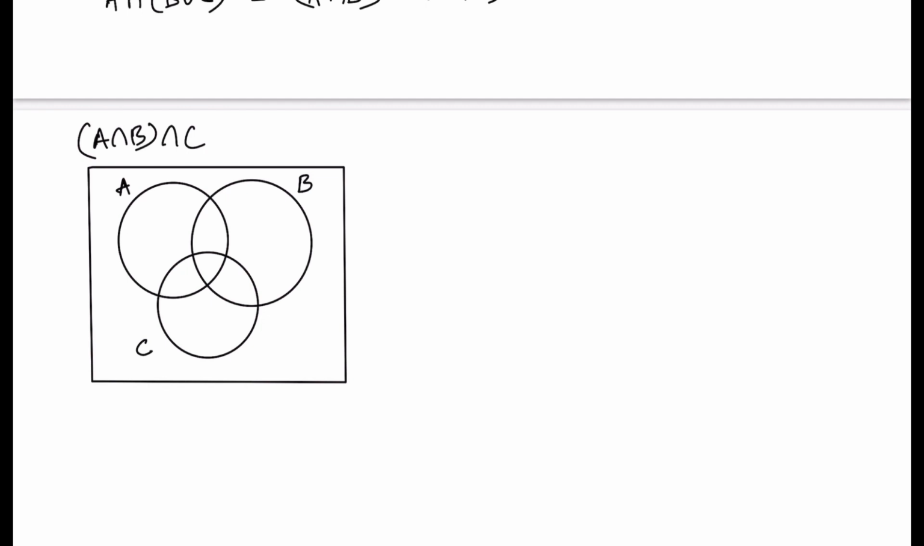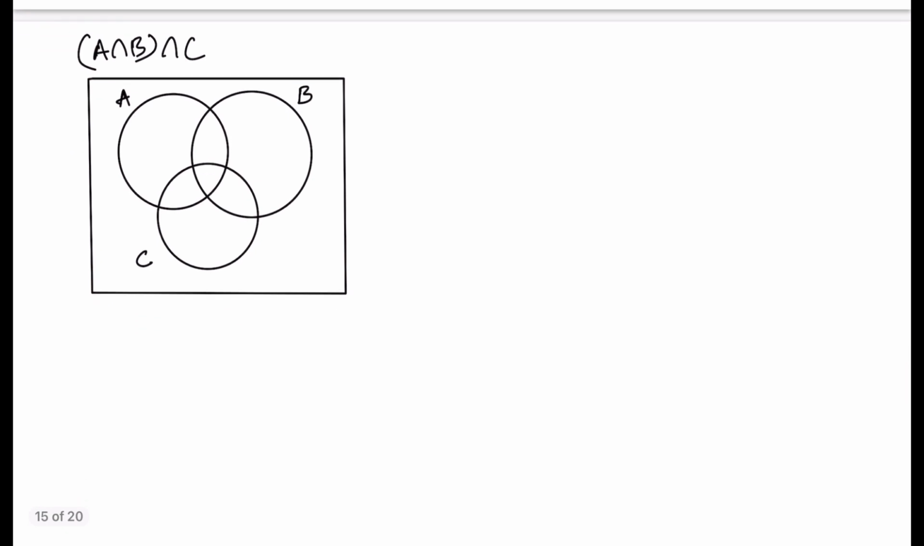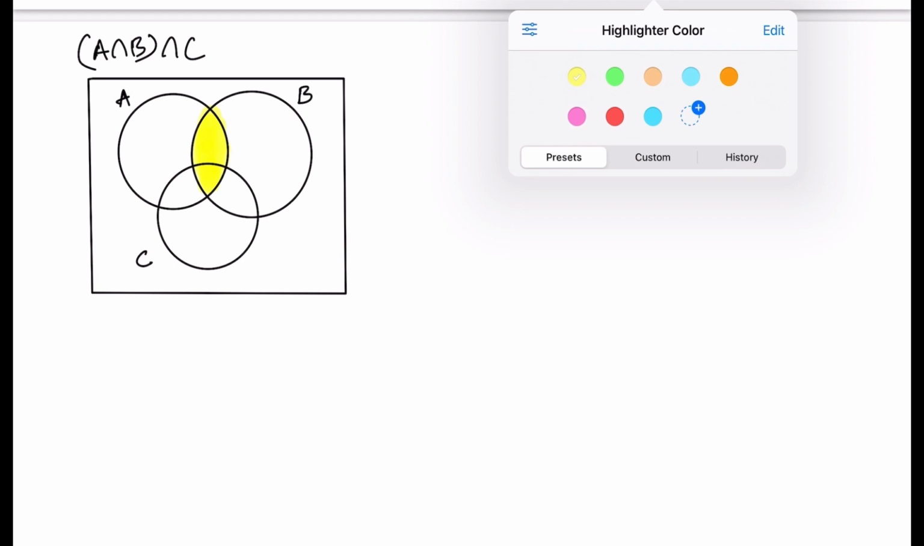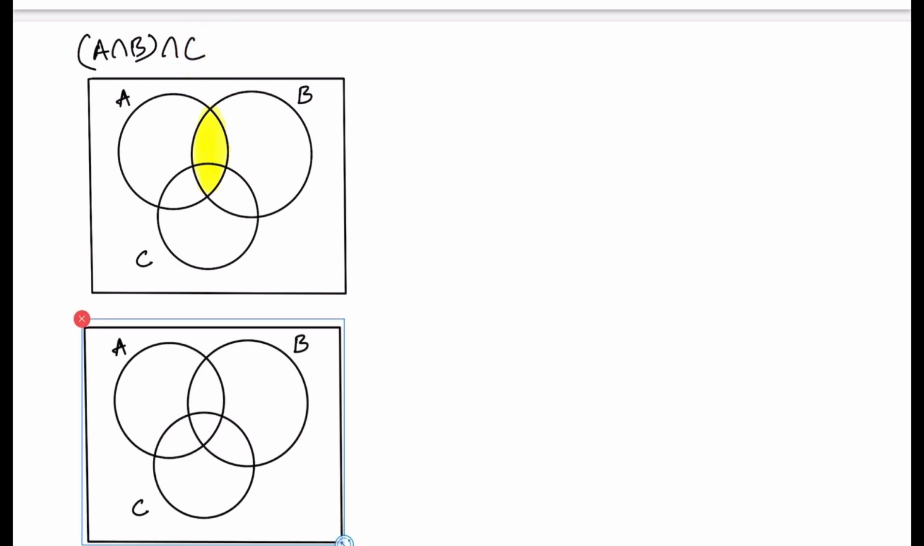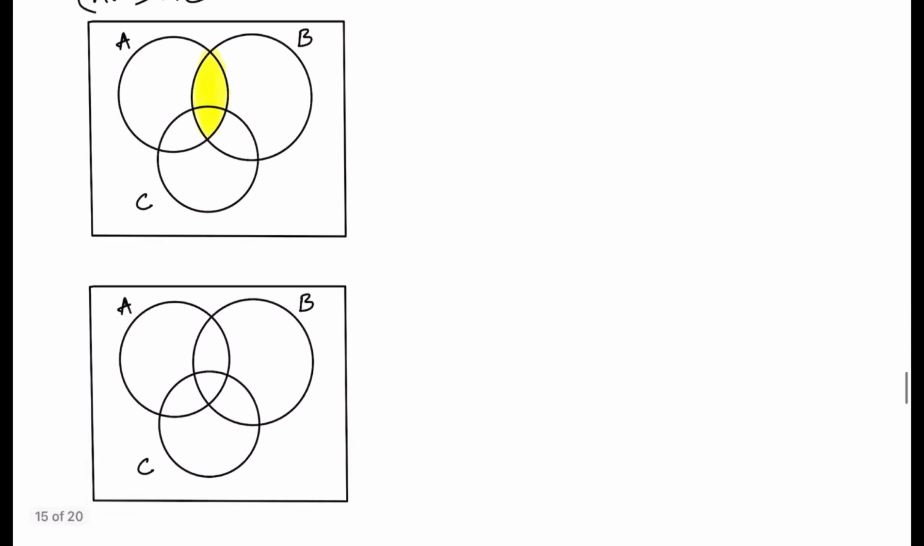First we will shade the region for A intersection B. Which is the common region for A intersection B? That is this region. This is the common region for A intersection B. Now we will shade the region for C. What is the region for C? This is the region for C.